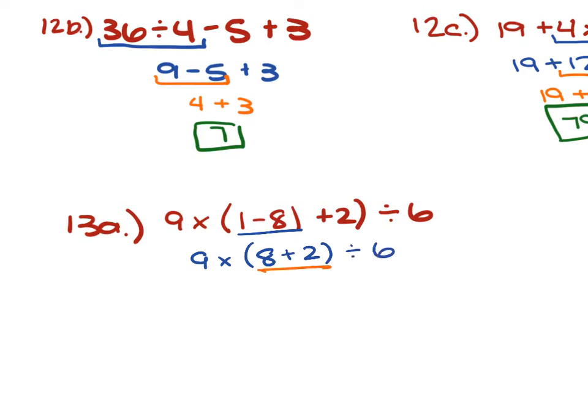So now simplify the 8 plus 2, which is 10. So that's 9 times 10 divided by 6. 9 times 10 is 90, divided by 6. 9 goes into 6 once with 3 left over. 9 goes into 30 15 times. So that's 15.